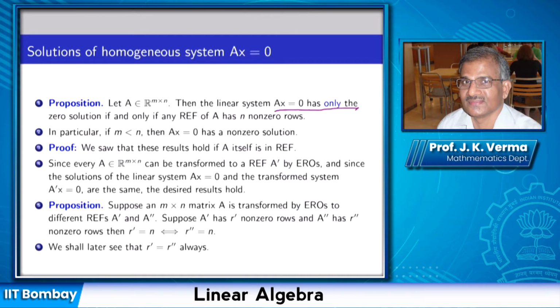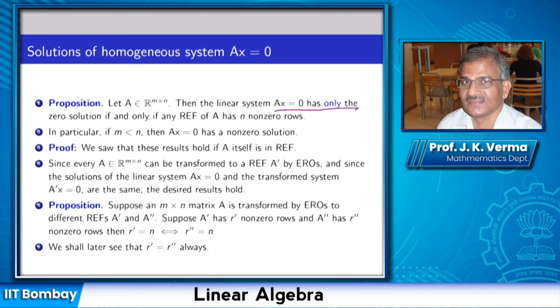And that happens when there are exactly n non-zero rows, which means there are n pivots. So if there are n pivots, there are no free variables. So therefore, 0 will be the only solution by the previous theorem.